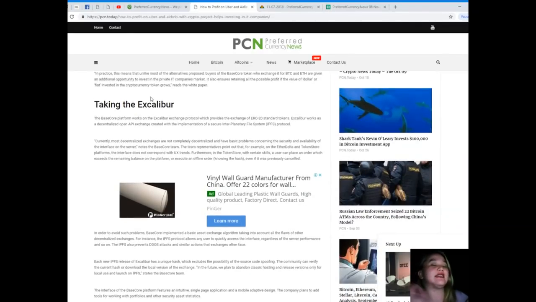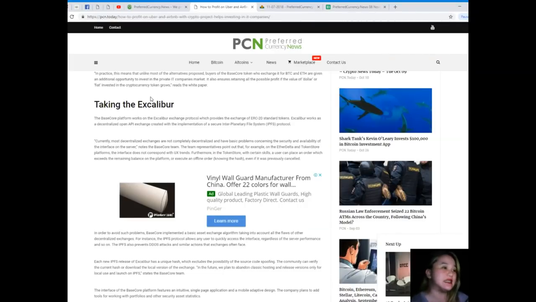So guys, taking the Excalibur. The Basecore platform works on the Excalibur exchange protocol, which provides the exchange of ERC-20 standard tokens. Excalibur works as a decentralized open API exchange created with the implementation of a secure interplanetary file system, or IPFS, protocol. Currently, most decentralized exchanges are not completely decentralized and have basic problems concerning the security and availability of the interface on the server, notes the Basecore team.